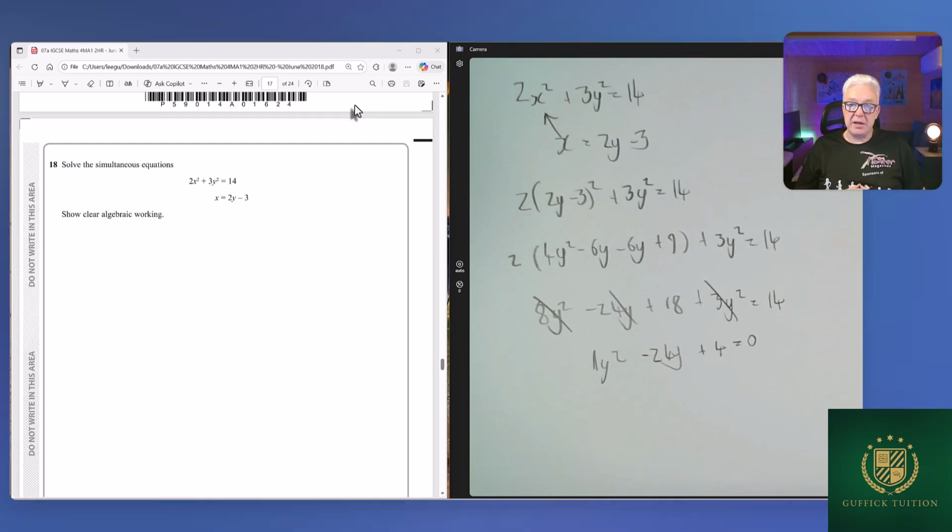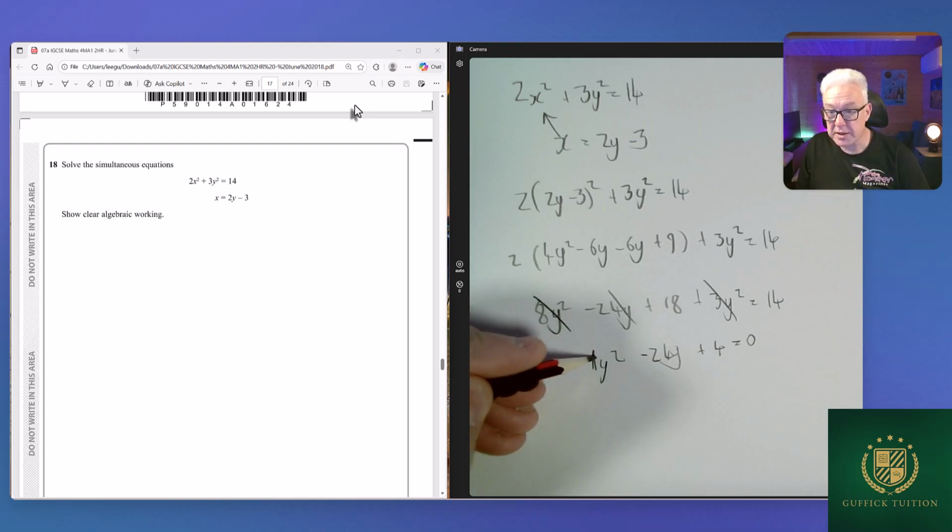Notice they haven't said give your answer in exact form, and they've not mentioned anything about giving your answer to so many decimal places. So there's perhaps a good chance that this question might in fact factorise. Because they've not mentioned exact form and because they've not mentioned decimal places, we're going to see whether or not it's going to factorise.